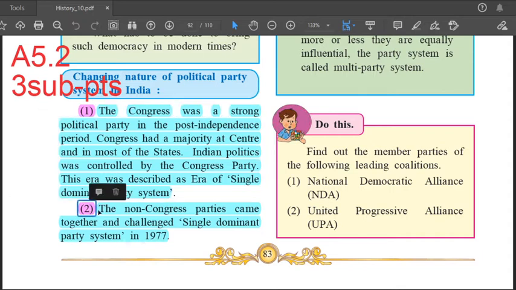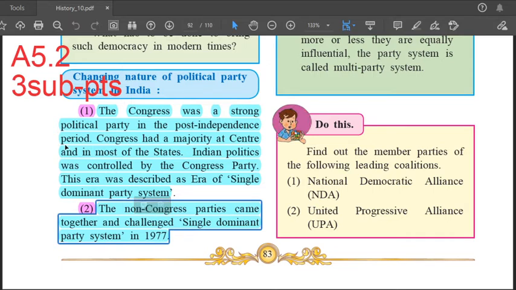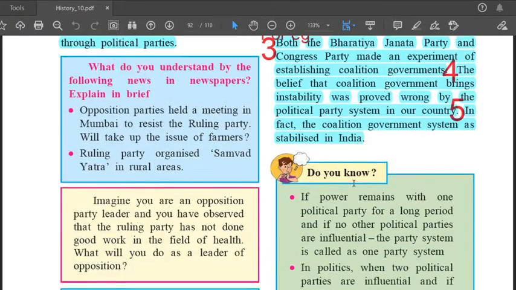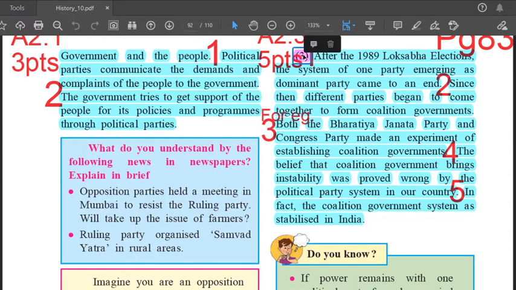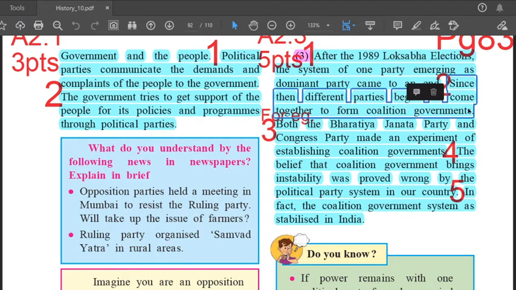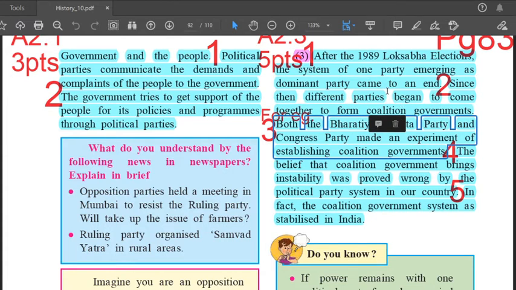Second point, same thing, which is in the textbook. The non-Congress parties came together and challenged the single dominant party system in the year 1977. And your third point is again, which is highlighted in pink, the entire thing is your third point. After the 1989 Lok Sabha elections, the system of one party emerging as dominant party came to an end. Since then, different parties began to come together to form coalition governments. For example, both the Bharatiya Janata Party and Congress Party made an experiment of establishing coalition governments.